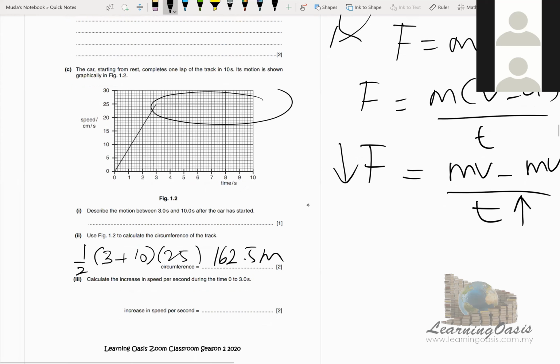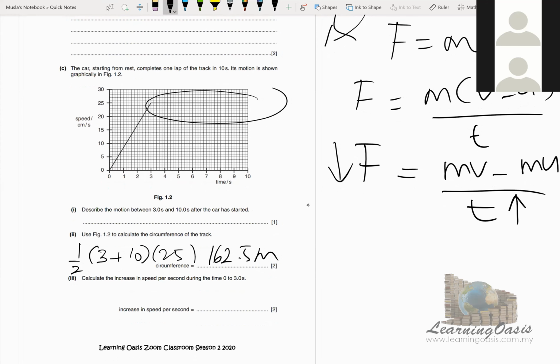Now calculate the increase in speed per second during the time 0 to 3. They're asking for acceleration. So what is that? Equals 25 over 3, which is 8.33.